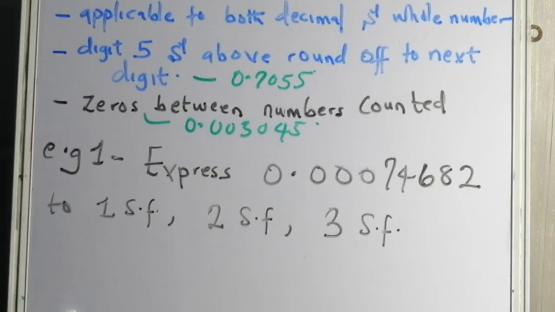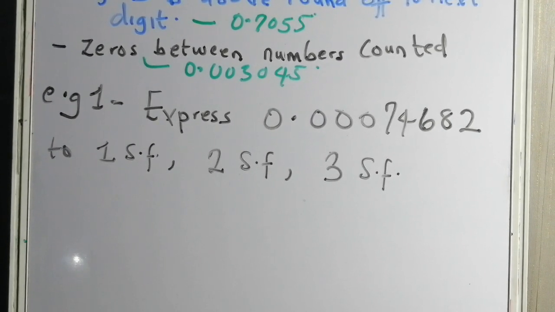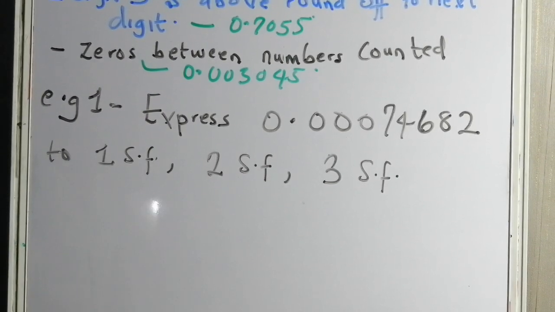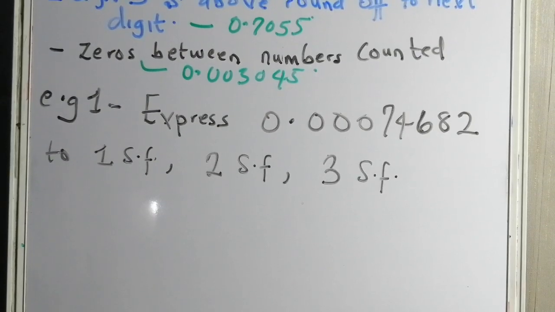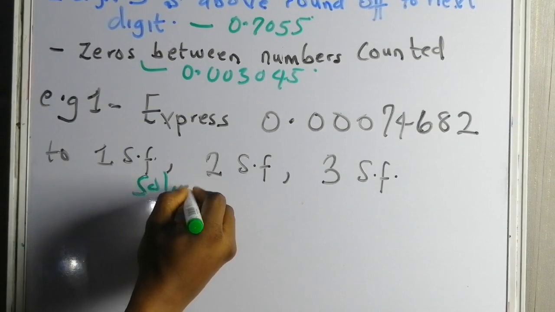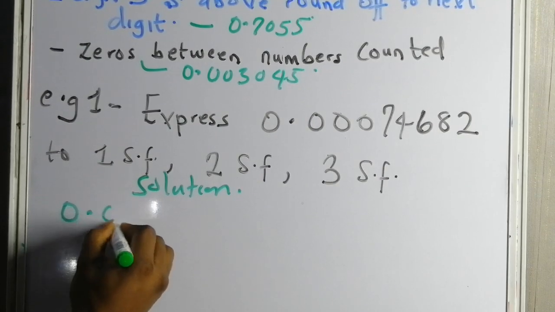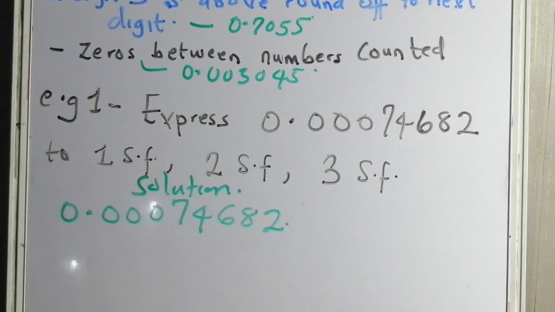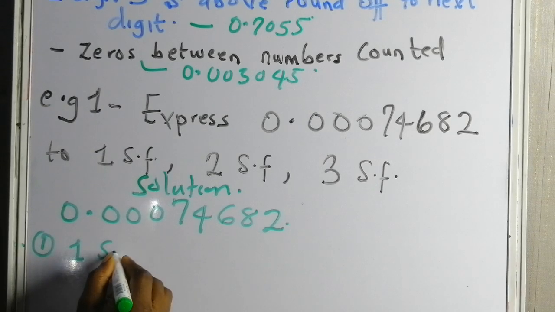To different significant figures. Now, if you look at the question very well, it starts with what? 0.00. So the ones that it starts with, we don't need it. We don't need 0.00 in the answer. So let me just quickly write the solution here. Solution. 0.000744682. So the first one is to 1 significant figure.